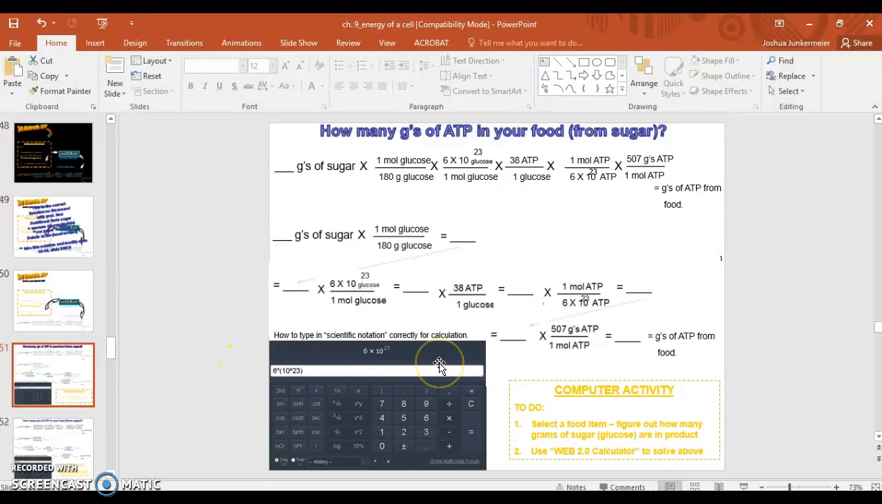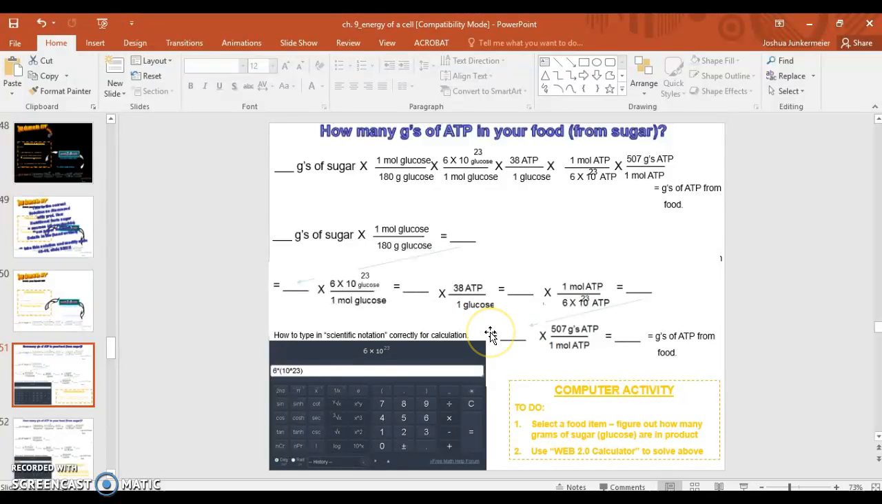This page right here, you can print this or use this to do the calculation. This is the Web 2.0 calculator, and it shows you how to write these numbers. Like this is 6 times 10 to the 23rd. This is how you need to type it up into the calculator. It shows you right here. So even though you see this number in the problem here, 6 times 10 to the 23rd, the way you put it in the calculator so the calculator understands is in this form using parentheses.